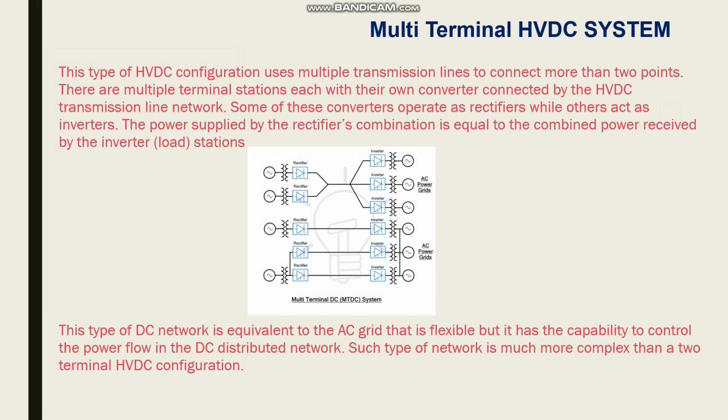This is a type of multiple terminal DC system. This type of DC network is equivalent to the AC grid that is flexible, but it has the capability to control the power flow in the DC distributed network. Such a type of network is much more complex than a two-terminal HVDC configuration.